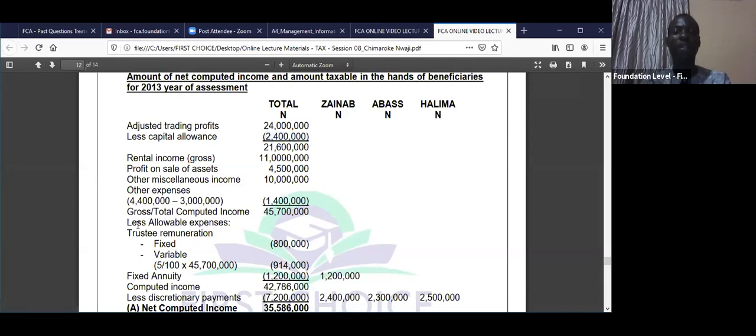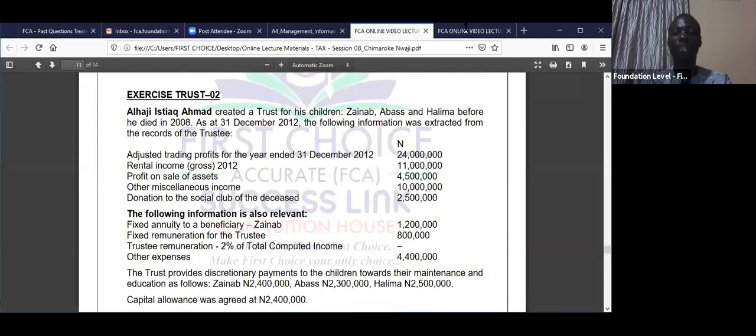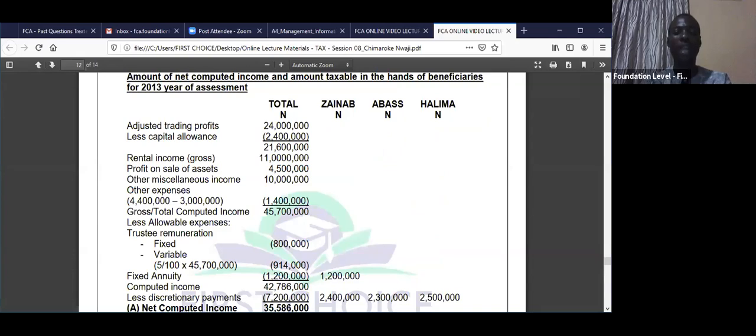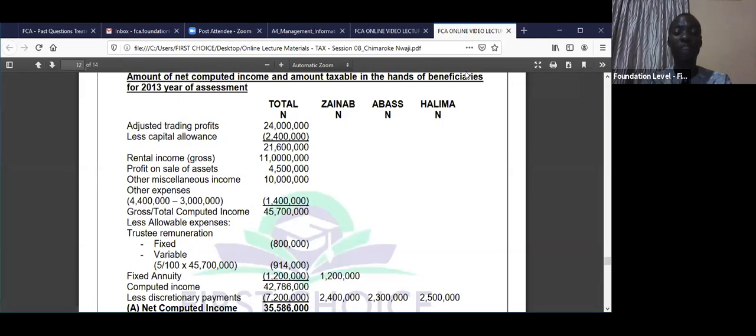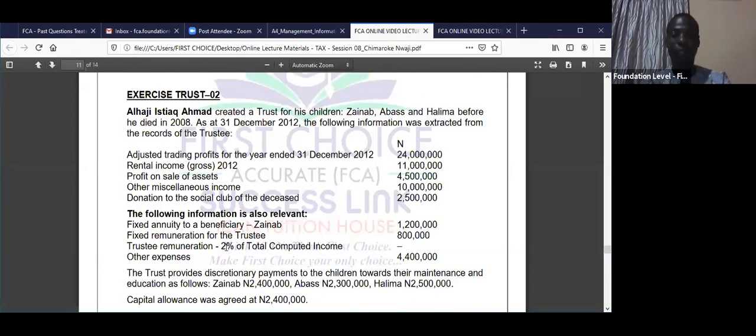Now look at less allowable expenses. Look at the remuneration. There is a fixed amount here, 800,000, which is done. Fine. Now the variable, if I said before, change this to total income, 2% of it. It is supposed to be 5%, not even 2. Supposed to be 5%, sorry. I was hurrying. So change it to 5% of gross income.